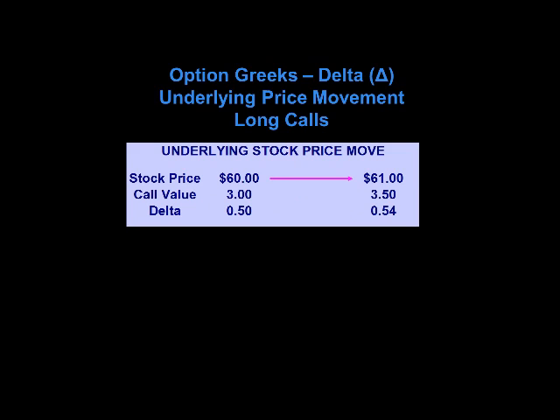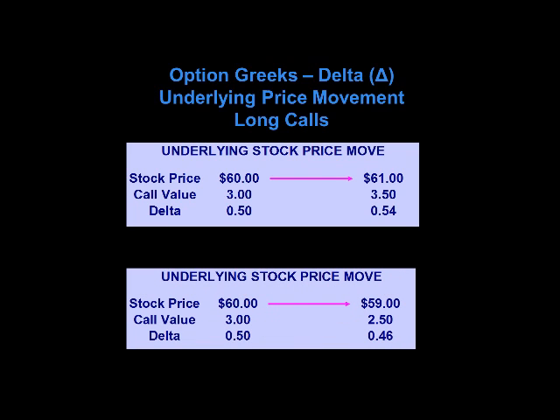So, if you've got a stock that moves from $60 to $61 a share, and the call value at $60 is 3 with a delta of 50, well, that means if it moves to 61, it's going to move at the rate of the delta. The call value now becomes 50 cents more, so it's 3.50. And then delta gets a little bit larger because now you're a little bit more in the money. You may have heard the term growing deltas. That's what this means.